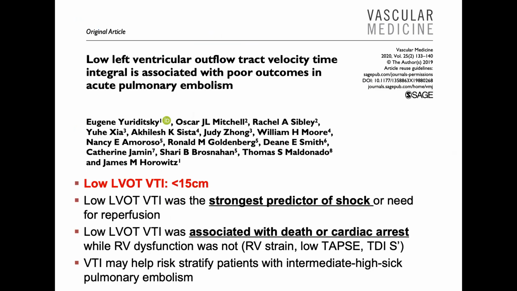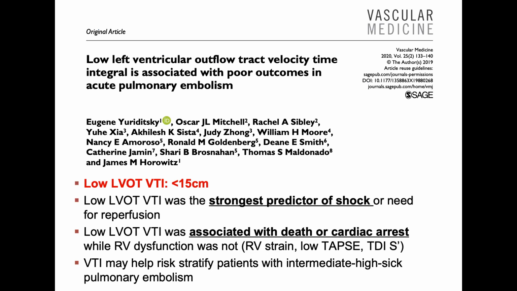This is a study that looked at left ventricular outflow tract VTI and its association with poor outcomes in acute PE. So here, we said normal is 18 to 22. They defined a low LVOT VTI as less than 15. And they said that this low LVOT VTI was actually the strongest predictor of shock or need for reperfusion. And low LVOT VTI was actually associated with death or cardiac arrest, while RV dysfunction was not. So when they looked at all these different factors in these patients with high risk PEs, the LVOT VTI correlated better with poor outcomes.